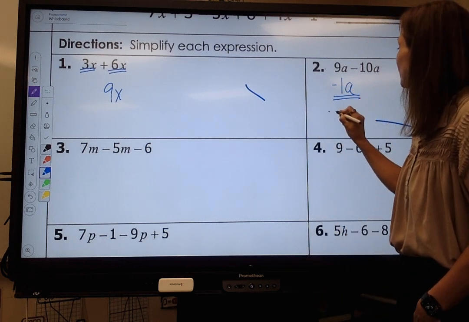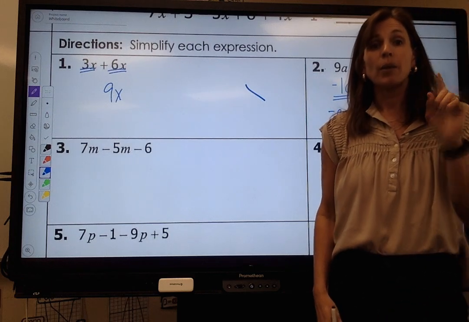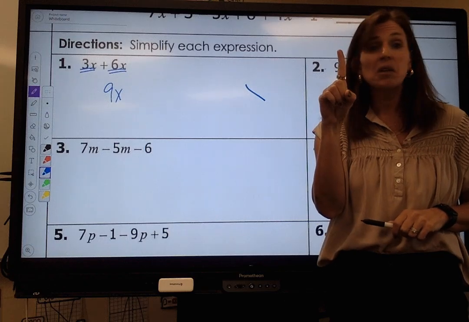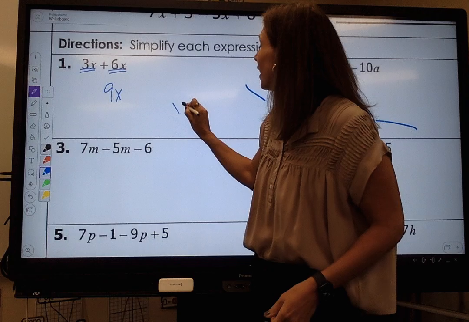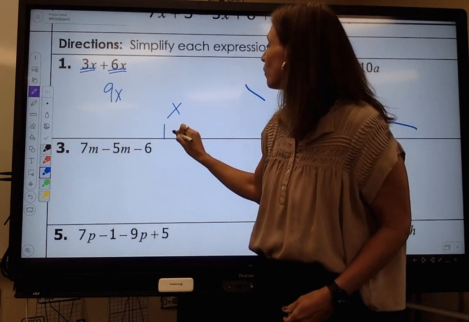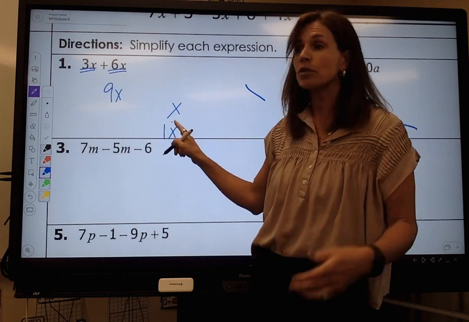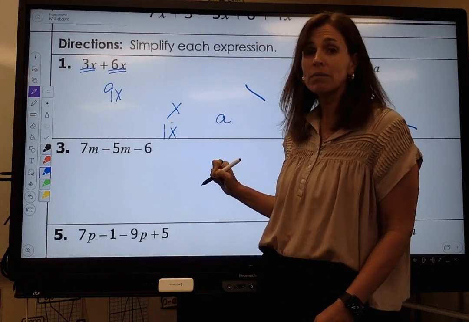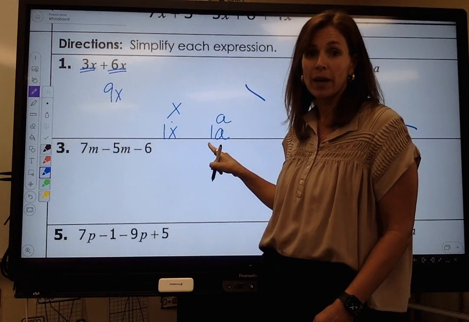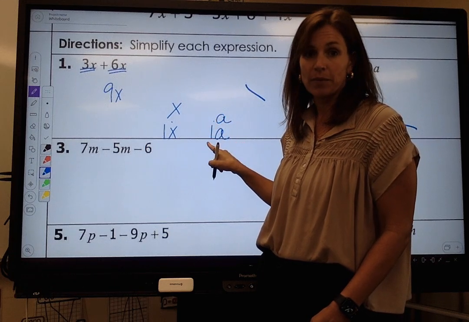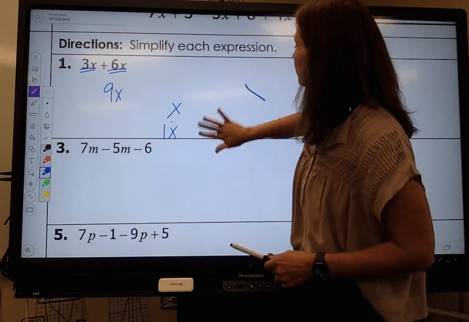Negative 1a is the same thing as negative a. It is understood that when your coefficient is 1, you don't need it. It is already understood to be there. It's like saying you have an x or you have a 1x. It means the same thing. This is more simplified. Your mom told you to go to the store and pick up an apple, which means the same as 1 apple. Simplified, not simplified. Minus 1 point if not simplified. Okay? All right, let's look at number 3.